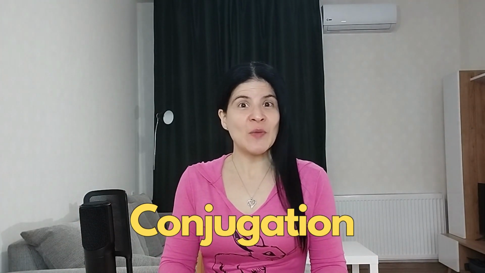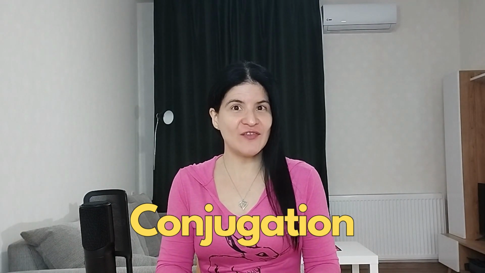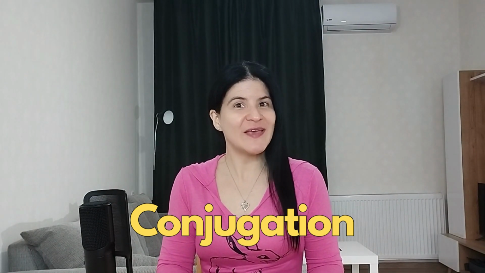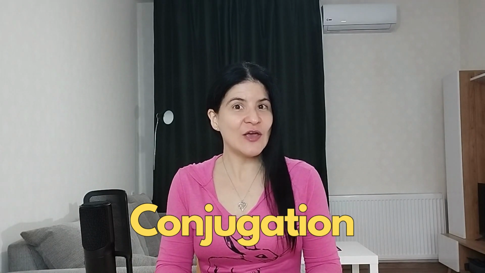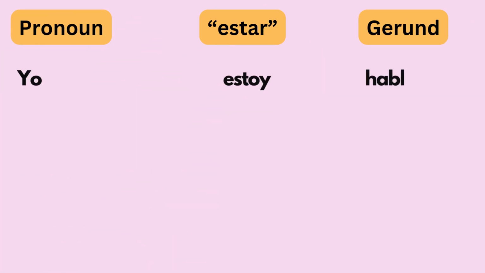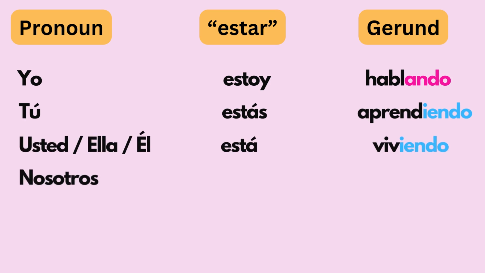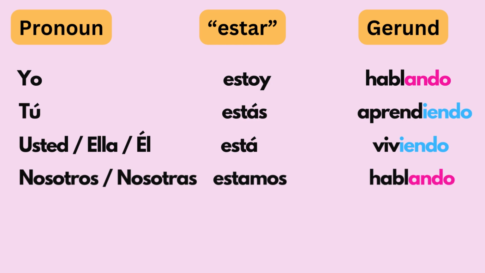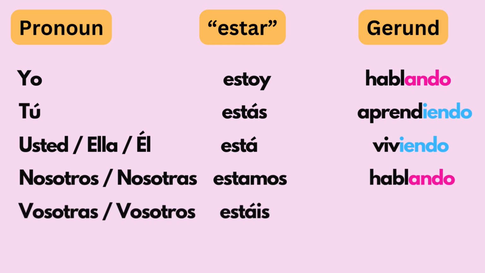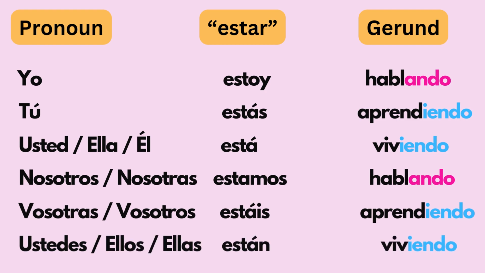Now, let's talk about conjugation. The verbal periphrasis estar plus gerund is formed with the verb estar conjugated and a second verb in gerund. Yo estoy hablando, tú estás aprendiendo, usted, ella, él está viviendo, nosotros, nosotras estamos hablando, vosotras, vosotros estáis aprendiendo, ustedes, ellos, ellas están viviendo.